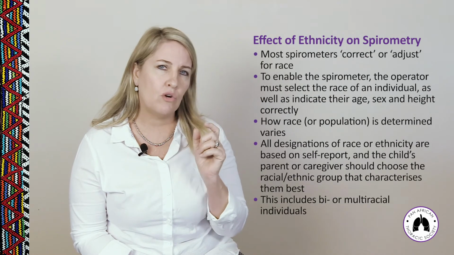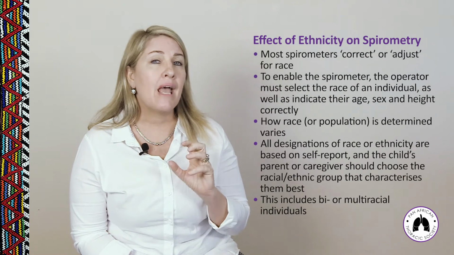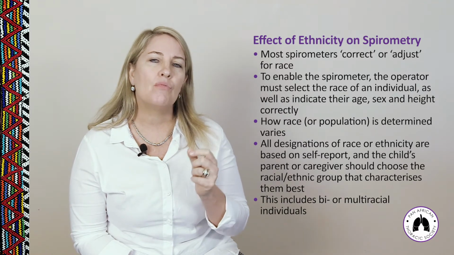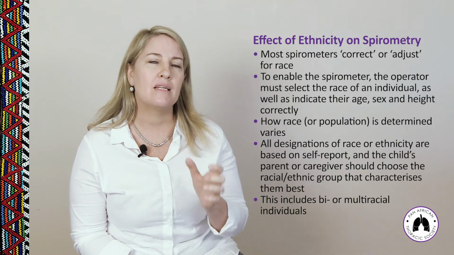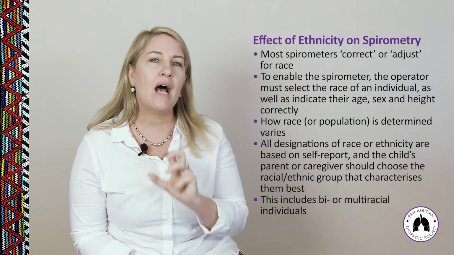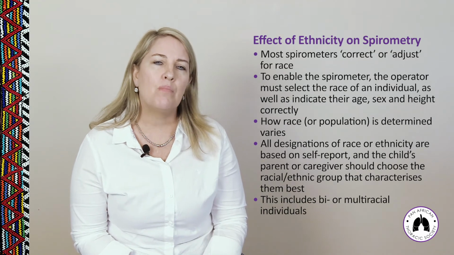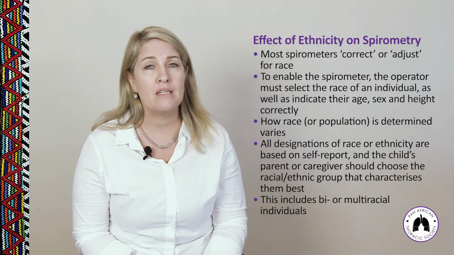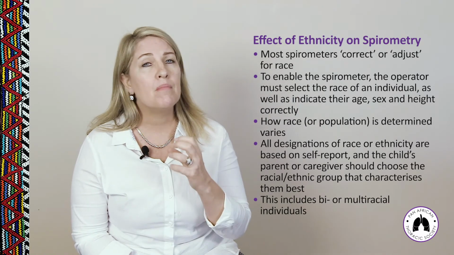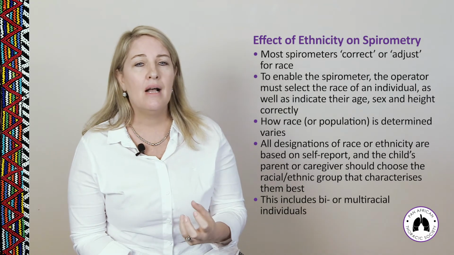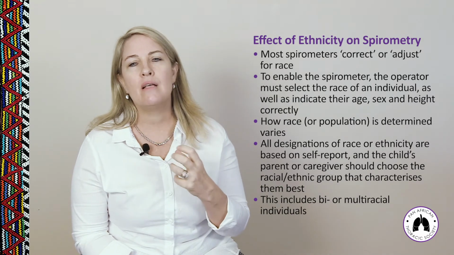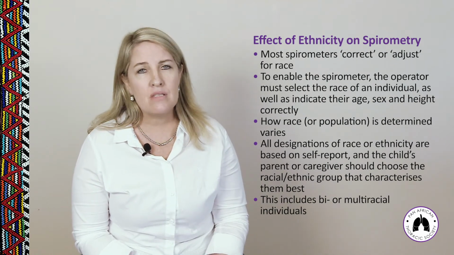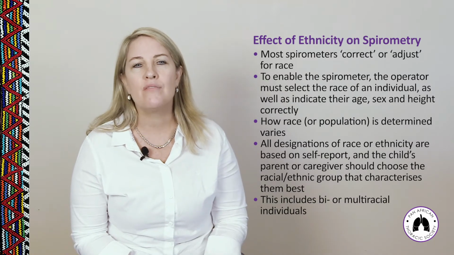Most spirometers will correct or adjust for race. To enable the spirometer to make this correction correctly, the technician must select the race of an individual as well as indicate their age, sex, and height correctly. How race or population is determined varies, and all designations of race or ethnicity are based on self-report from the child or from the child's caregiver, and you should then choose the racial ethnic group that characterizes them best in the software of the spirometer, and this includes biracial or multiracial individuals.